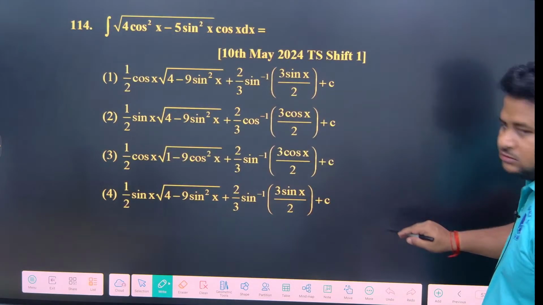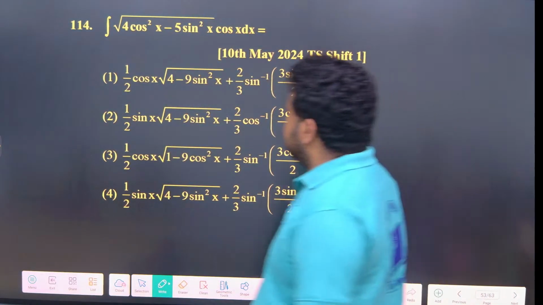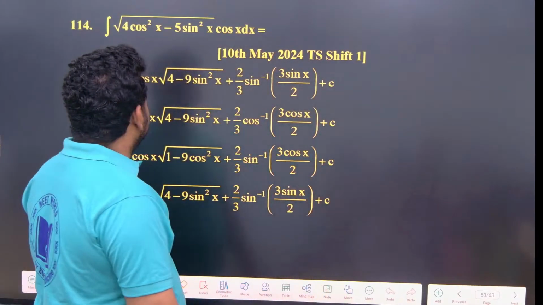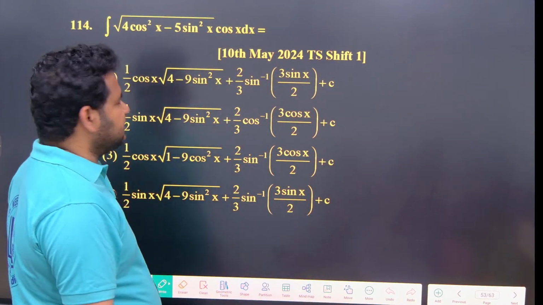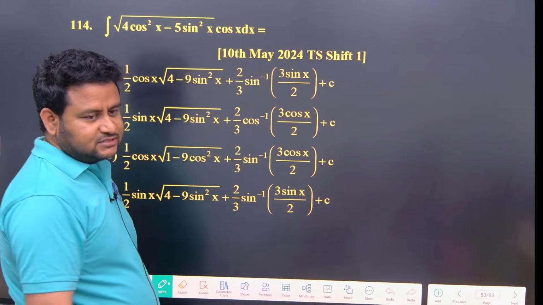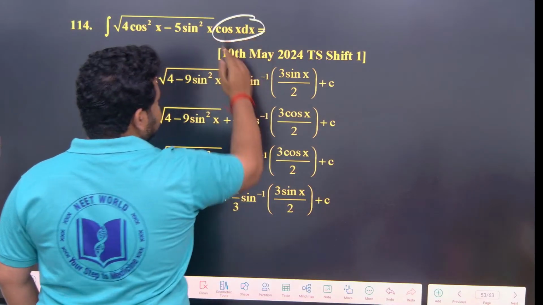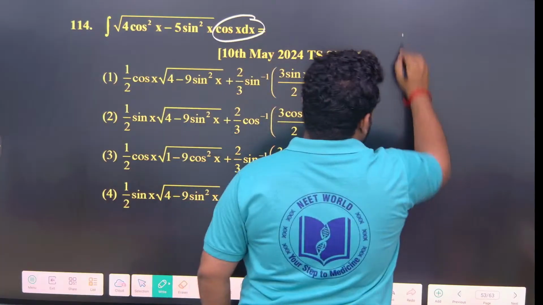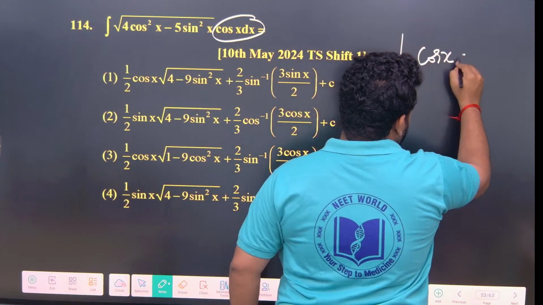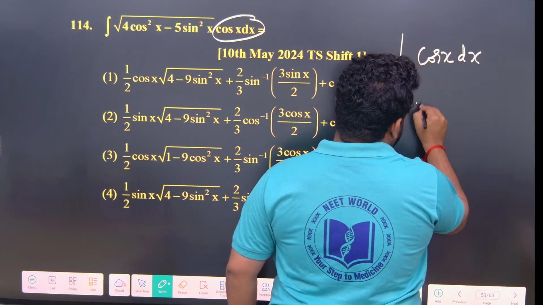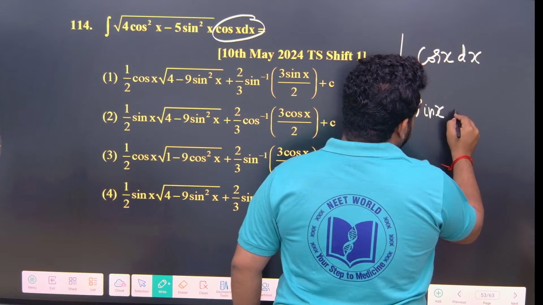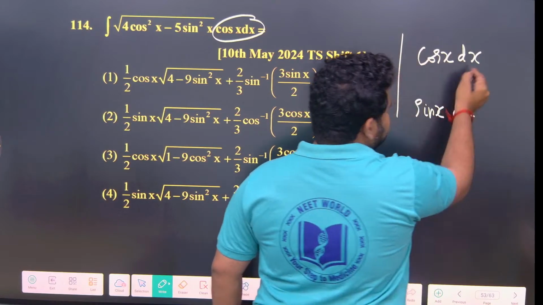Okay, this question. They have given: integrate the square root of 4 cos square x minus 5 sin square x, into cos x dx. Whenever you are getting cos x dx outside, or sin x dx outside, I will write the trick here. If you want to get cos x dx, what should I take?